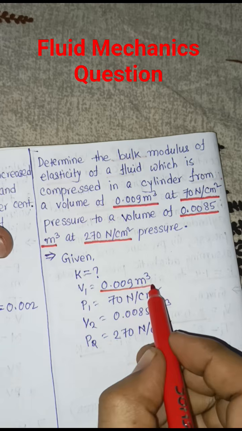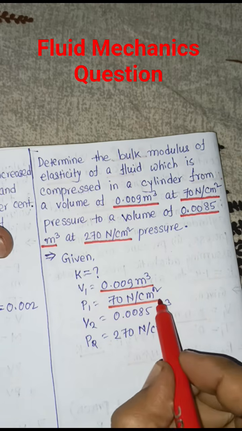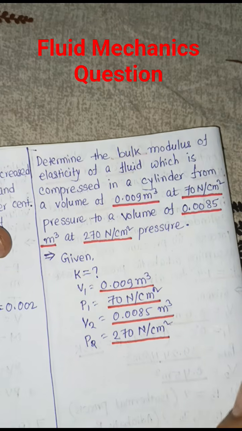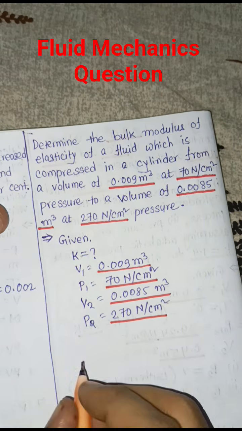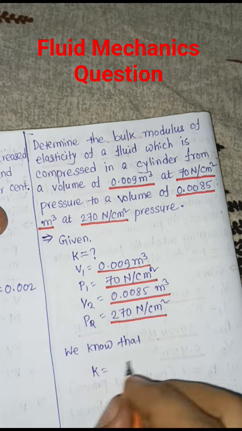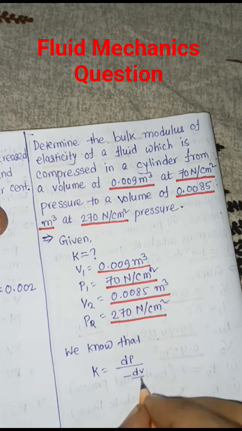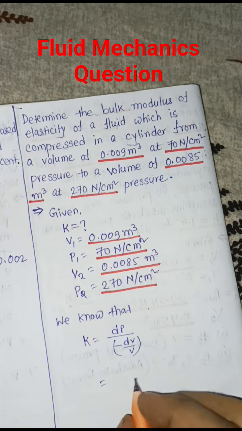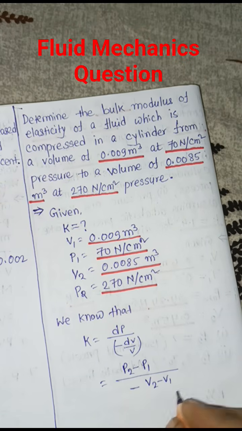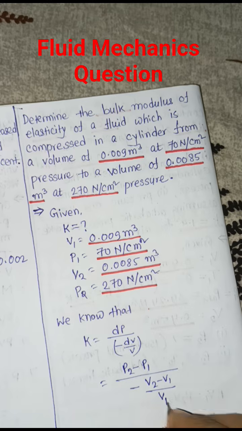So V1 which is given, that is equal to 0.009 meter cube, P1 that is 70 Newton per centimeter square, V2 that is equal to 0.0085 meter cube, P2 that is equal to 270 Newton per centimeter square. So how to calculate the value of bulk modulus? So we know that K is equal to dP by minus dV by V. Okay, so that is equal to P2 minus P1 by minus (V2 minus V1) by V1.